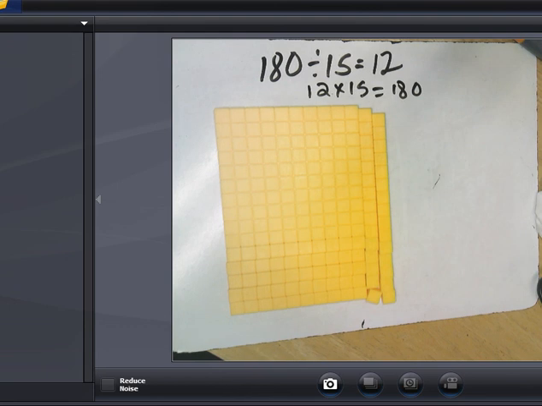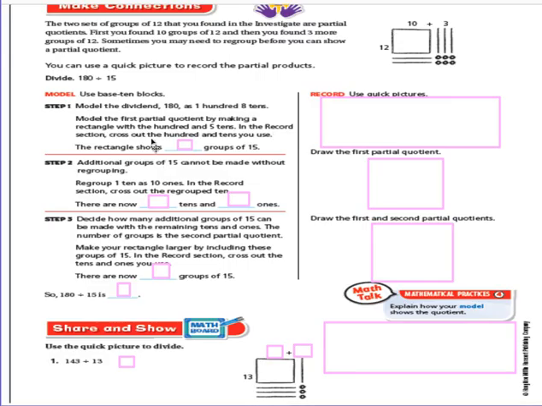Let's go back to the worksheet and let's see if we did what they asked us to do. So we did the 180, and we had 10 groups of 15. Then we had 2 groups of 10 and 10 groups of 1s because we regrouped. When we finished, we had 12 groups, and our answer is 12.